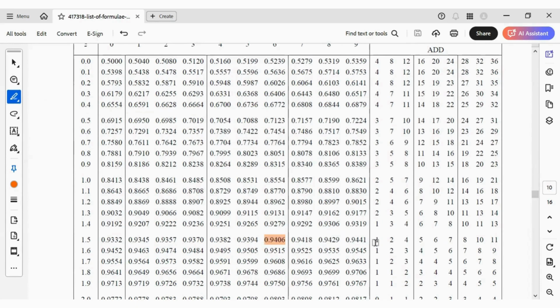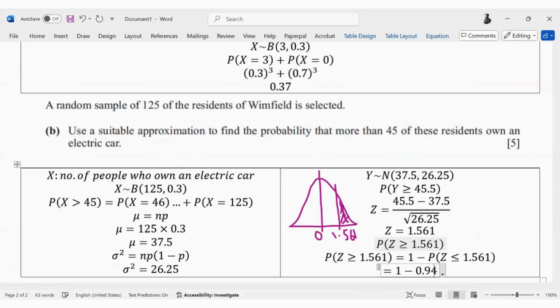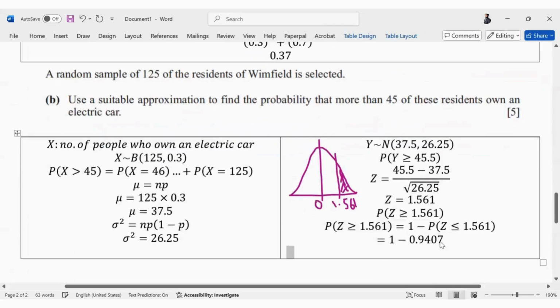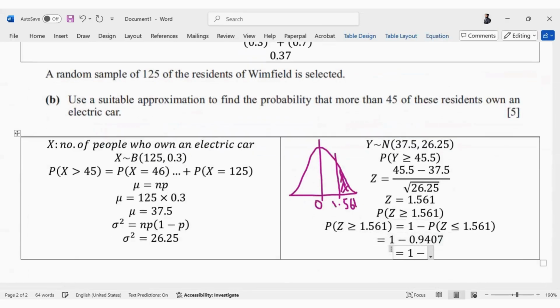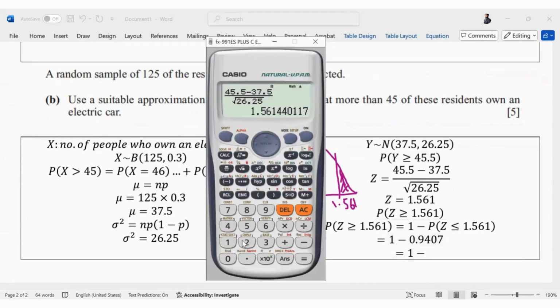1.56, so I will add 1 in the last place value, 0.9407. Remember, this is the probability of the less than region of the left side, but we want the right side, so we'll be subtracting it from 1, and we will get our answer once we subtract it from 1.